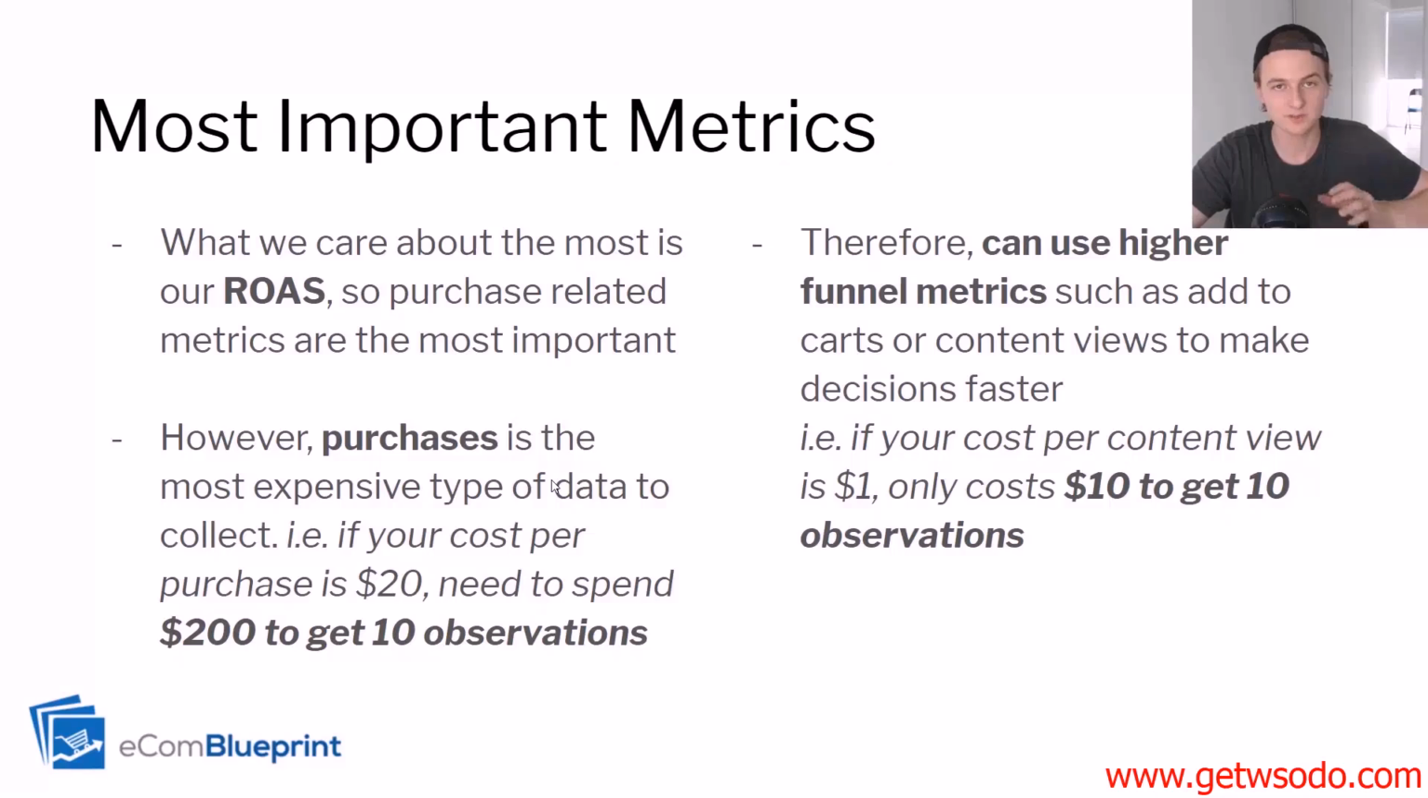And so if you want to spend less money and you want to be faster in your testing, you can use higher funnel metrics such as add to carts or content views to make decisions faster. So as I showed you in the KPI sheet, once you have past data about your funnel, you can get KPIs for cost per add to cart, cost per content view, and you can use those KPIs to make your decisions instead of the cost per purchase, because this will take too long, right?